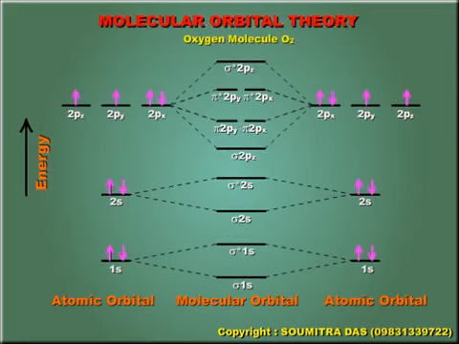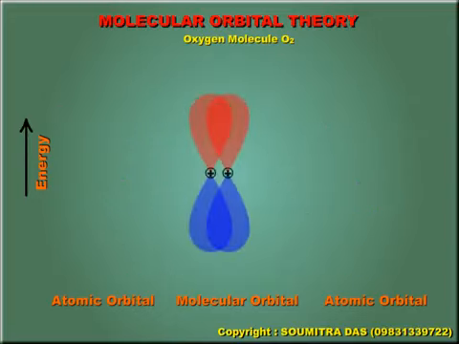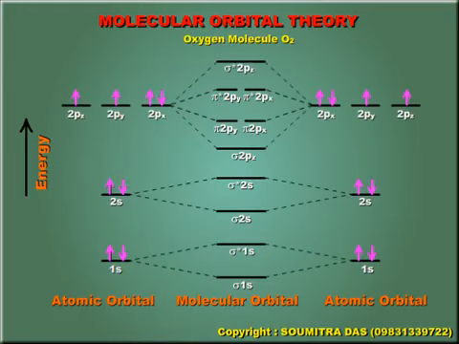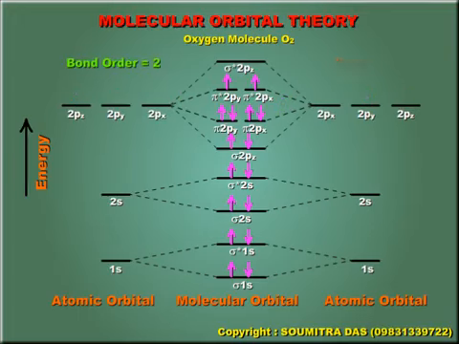For oxygen, which has atomic number 8, the energy orbital diagram is a bit different from the previous one. Here the sigma 2pz orbital is of lower energy because the pi 2px and pi 2py orbitals are not so strong. Note that the extent of pi overlap reduces with the increasing size of the nucleus. The filling up of molecular orbitals is like this. The bond order is 2 and it is paramagnetic.